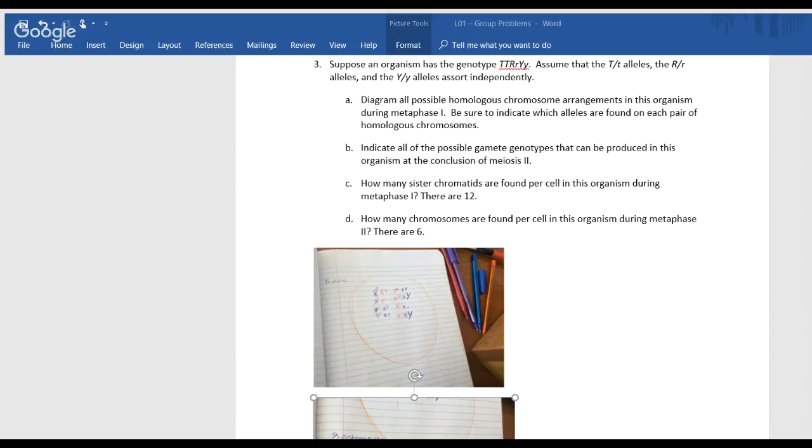How many chromosomes are found per cell in the organism during metaphase 2? There are 6. Because the homologous chromosomes have separated. It's asking for how many chromosomes per cell. And during metaphase 2, these are obviously 6, so they're going to line up, and it's going to be 6 chromosomes. Okay. So now down to question number 4.